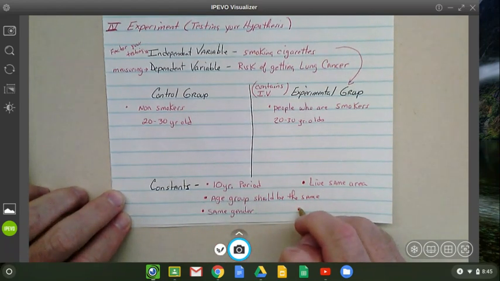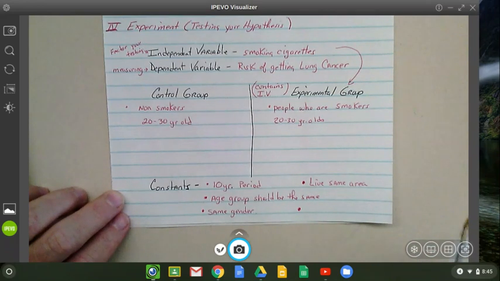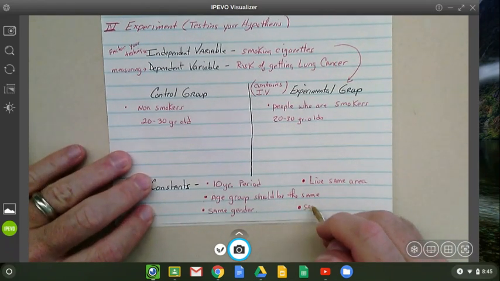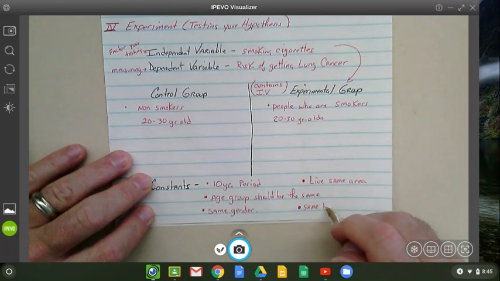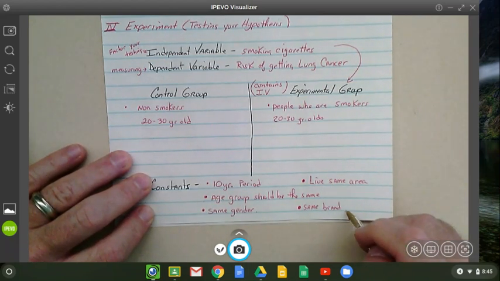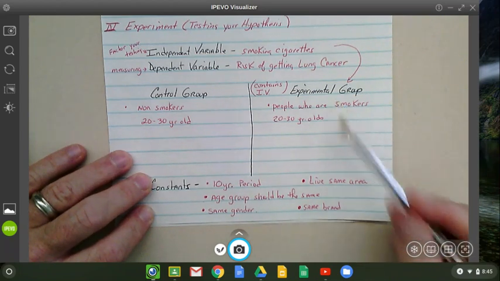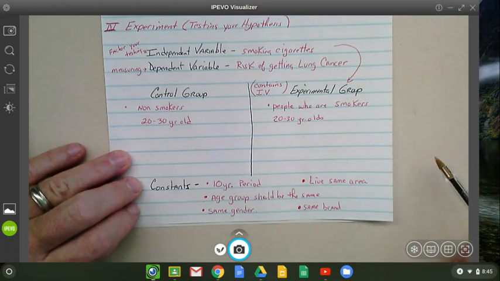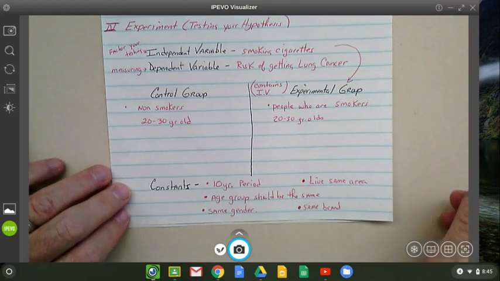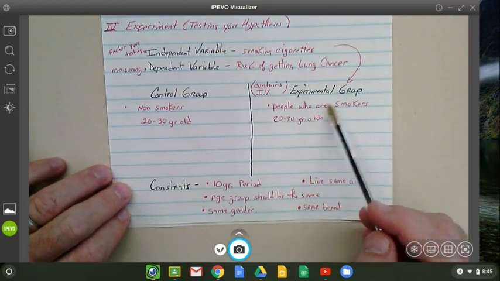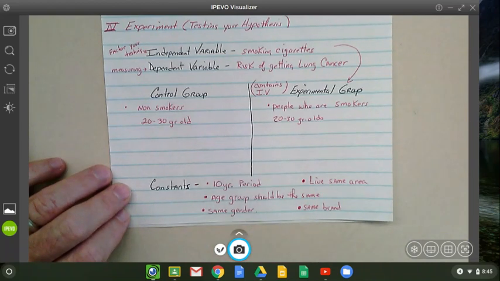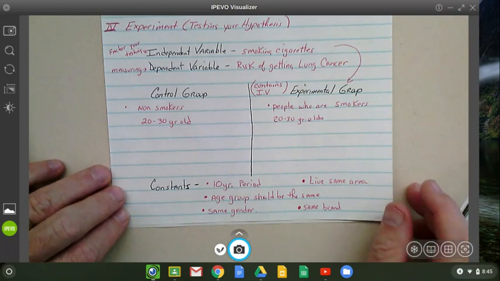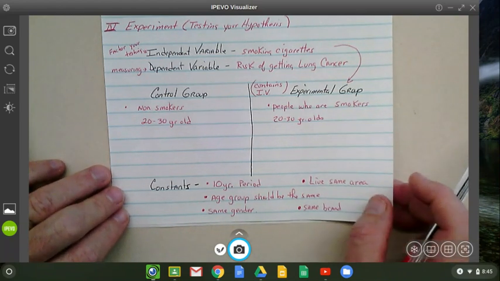All right. Let's see if we can come up with one more. Maybe the same brand. I know it's not for the non-smokers, but for the smokers, they should be smoking the same brand of cigarettes. I think that would be a constant within their group. But for the most part, both of these groups should be recorded for the same amount of time. Their age group should be around the same, genders, live in the same areas, things like that. So some constants. All right, so now let's fast forward to 10 years from now.